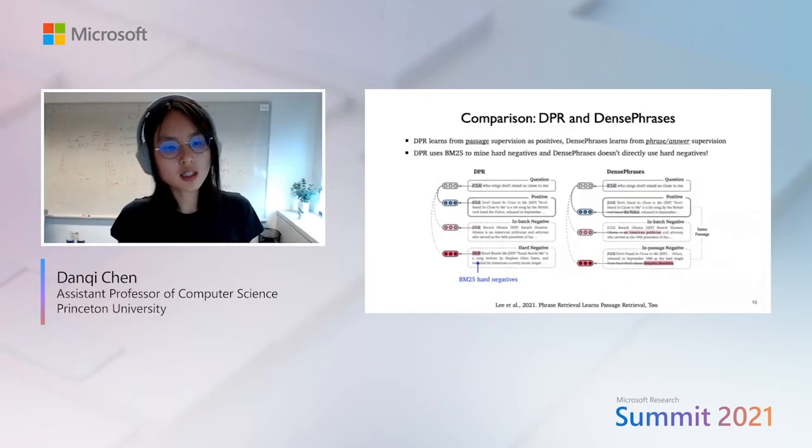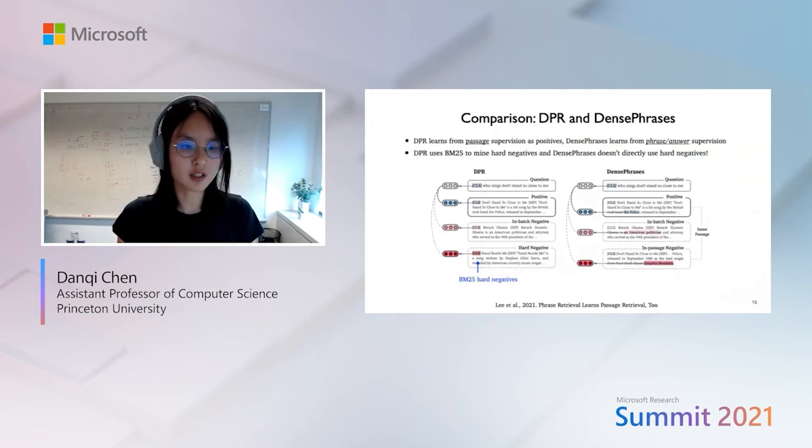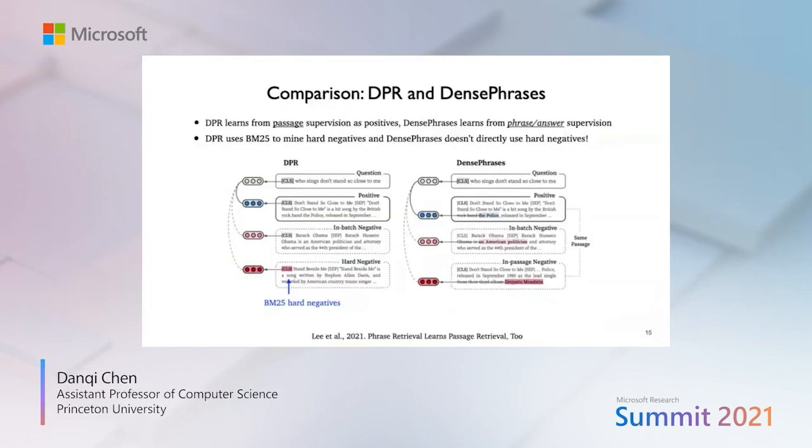And we also took a closer look at the training paradigms of DPR and DensePhrases. We find that DPR learns from passage supervision, and DensePhrases learns from phrase supervision. And DPR uses BM25 to mine hard negatives, but DensePhrases doesn't directly use any hard negatives. That means DensePhrases uses other phrases in the same passage as hard negatives implicitly, which can be thought of as an advantage of DensePhrases.